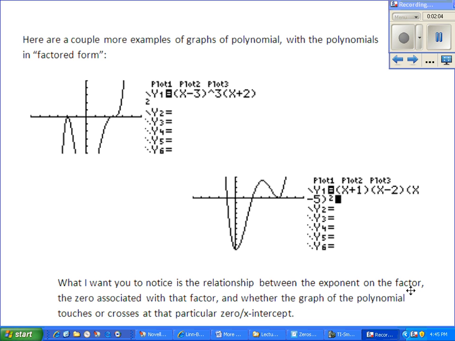So we want to focus on the relationship between the exponent on the factor, the zeros associated with that factor, and whether the graph of the polynomial touches or crosses at that particular 0, x-intercept. So at x subtract 5, we had an even exponent and it touched. At x subtract 3, we had an odd exponent and it passed through. (x plus 2) squared, we had an even exponent, it touched. x plus 1 has an understood exponent of 1, so it's odd, it passed through. x subtract 2 has an understood exponent of 1, which would be odd, and it passed through.